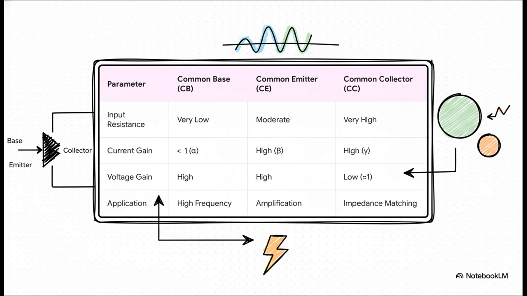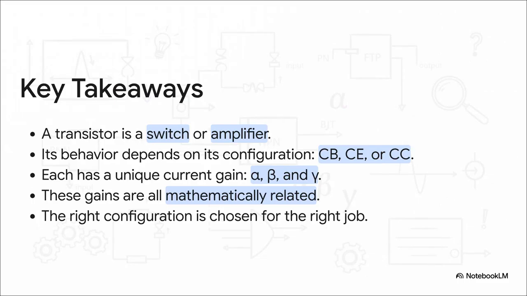And finally, common collector. It has a super high input resistance, but its voltage gain is basically just 1. It doesn't amplify voltage at all. So what on earth is it for? It is a master of something called impedance matching. You can think of it like an electronic diplomat, helping a circuit with high resistance talk to one with low resistance without any signal getting lost. It's a crucial middleman.